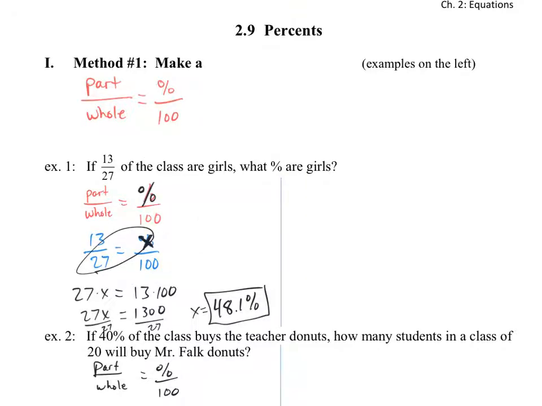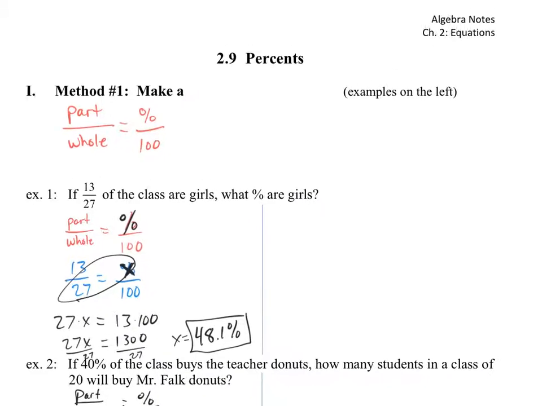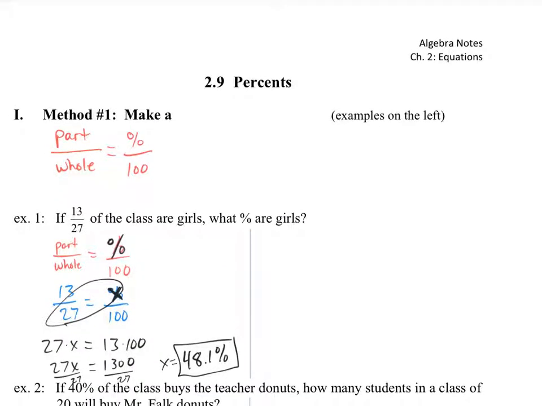So to finish this off, if we go back up to the top, method number one is make a proportion. And this fraction that we have here, fraction equals fraction, that's just a proportion. Work for you? Yep. Okay. Then if we jump to the second page.